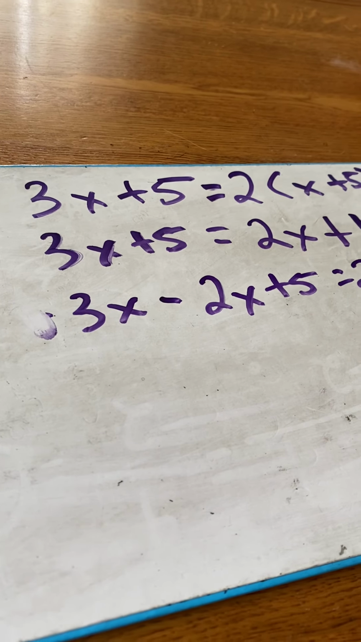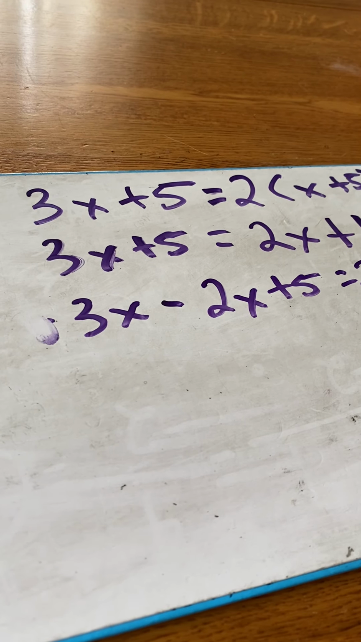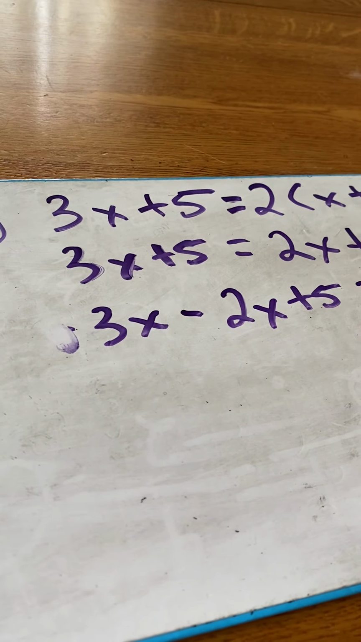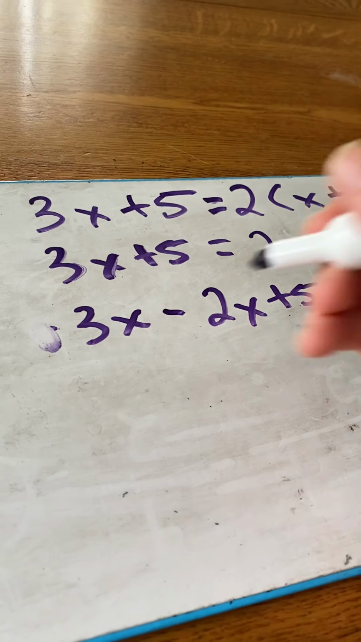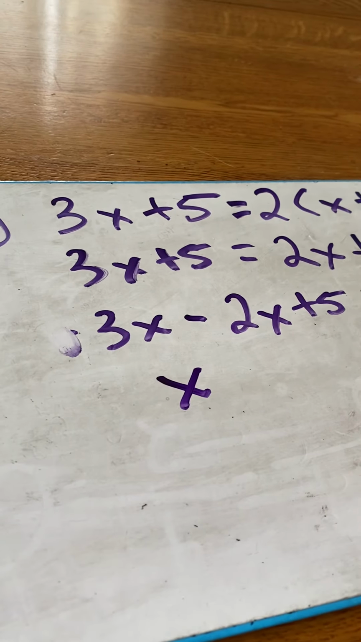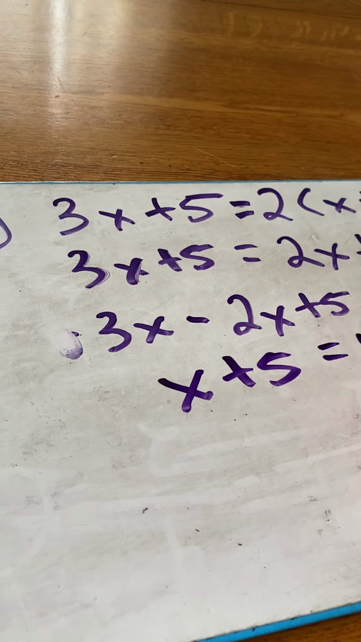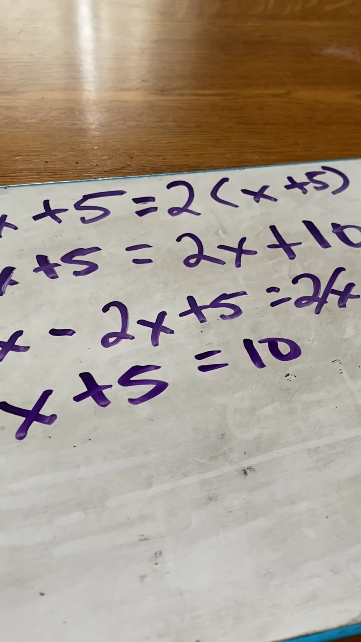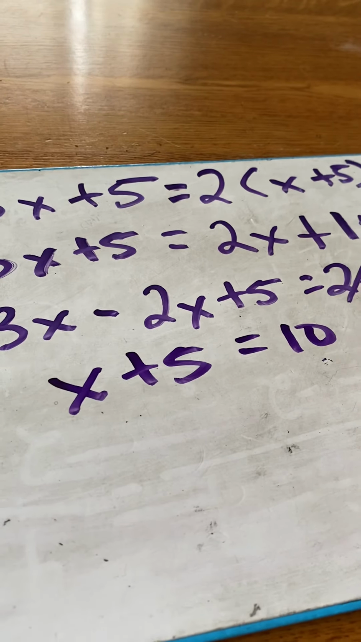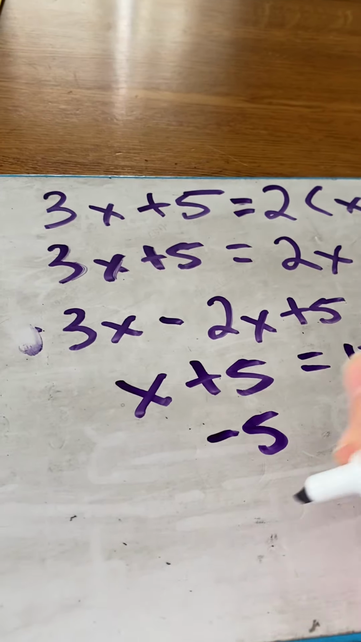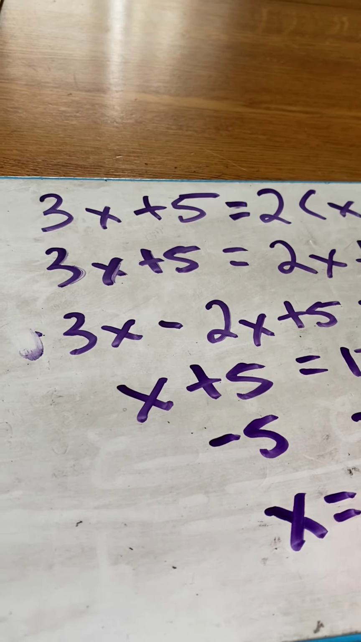All right, so get rid of what we can get rid of. When we get rid of this, that is gone. 3 minus 2 just leaves us with x plus 5 equals 10. That's what we're left with from this side to this side. When we get rid of everything, that's what we're left with. We need to solve for x. So we're going to subtract 5 from both sides. We're left with x equals 5.